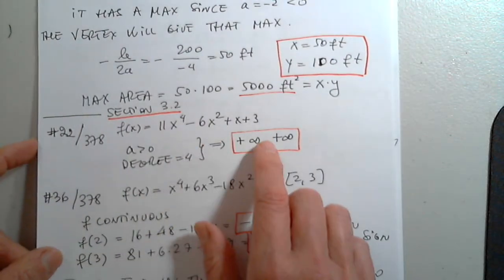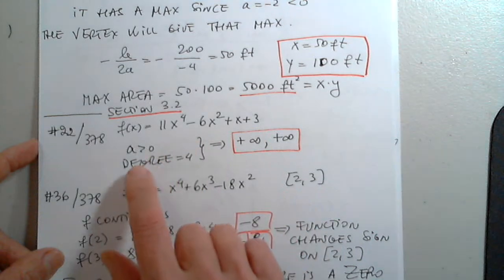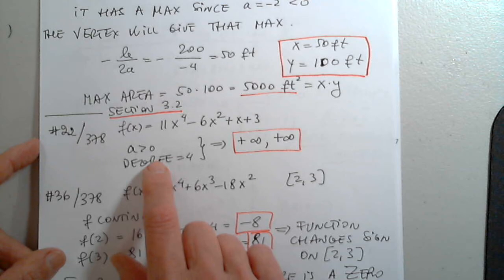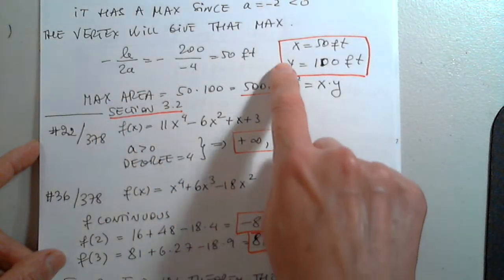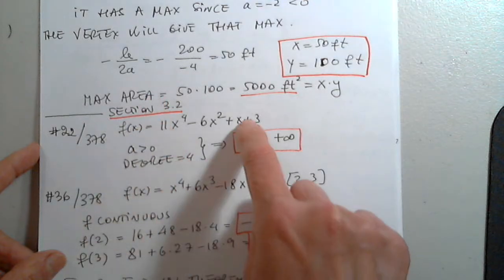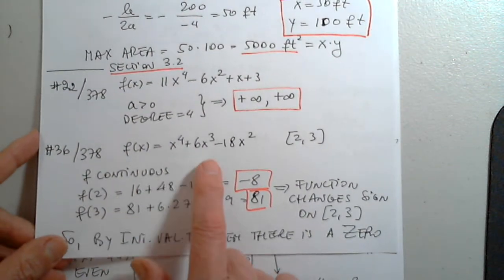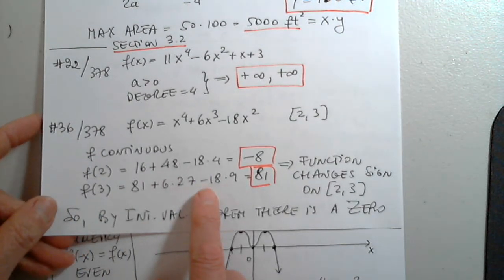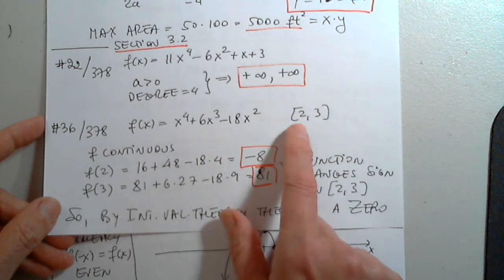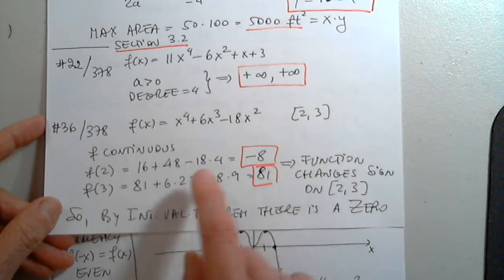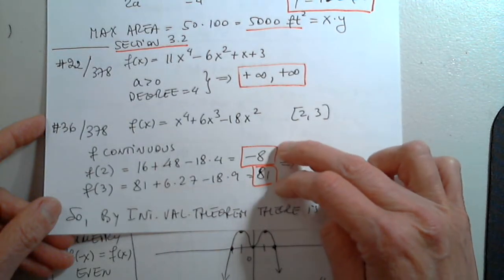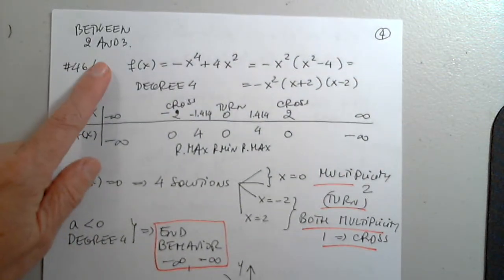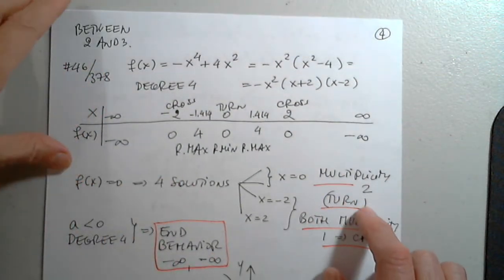Section 3.2, graphing polynomials. This is degree 4. The leading coefficient is positive, and with degree 4 and a positive leading coefficient, the function comes from positive infinity and goes to positive infinity, exactly like x squared. This was another function. We were asked to apply the intermediate value theorem because it's continuous, and f of 2 is this number and f of 3 is this number. After we plug in, the function changes sign. If it changes sign, by the intermediate value theorem there must be a 0 somewhere between 2 and 3. That's all we need to write, nothing else.